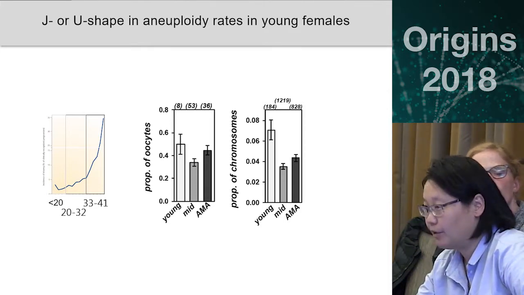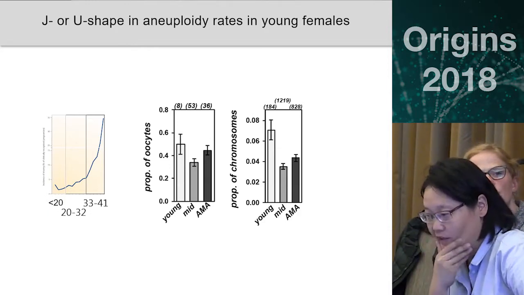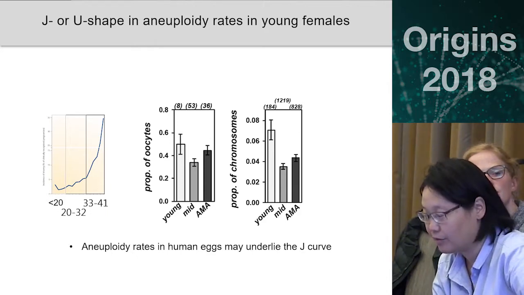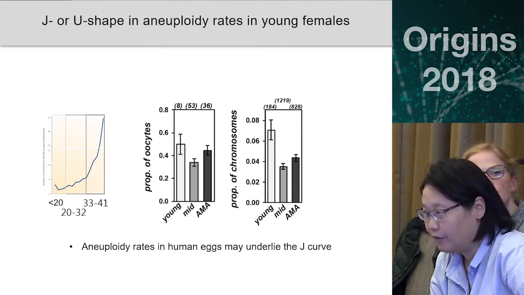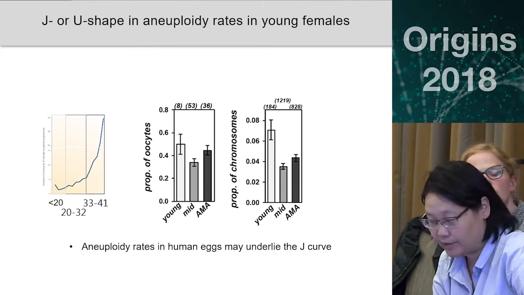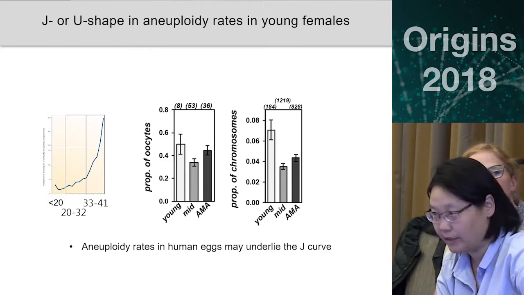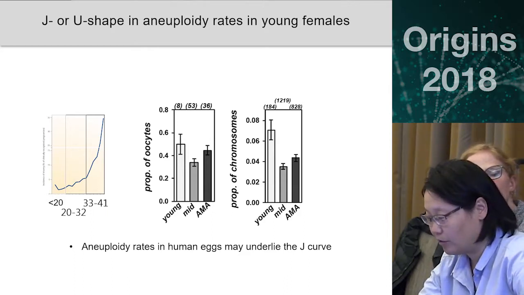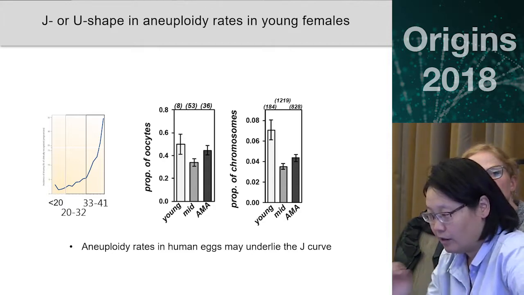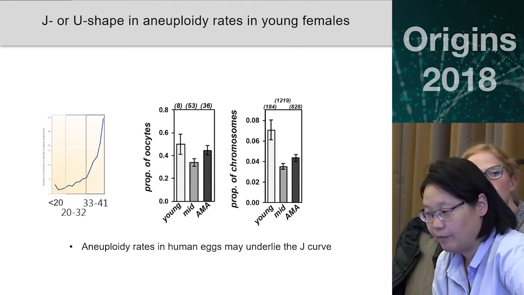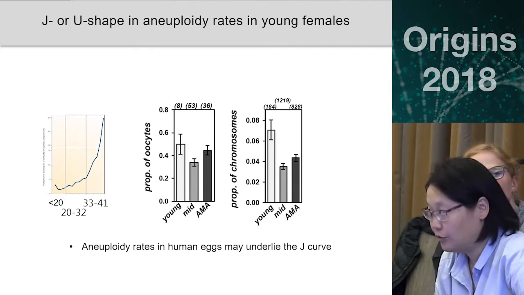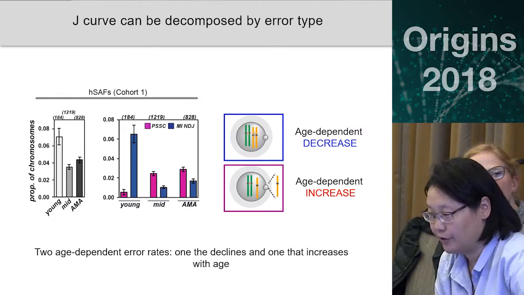So what I think we have here is certainly an elevation in the eggs from the young females on a per chromosome basis too, and therefore I think we now have a model system that we can go in and actually start really querying the two-step model with regards to the J shape of the human aneuploidy curve. So what we started noticing when we broke the errors down is that we are now seeing 2 types of error rates occurring.